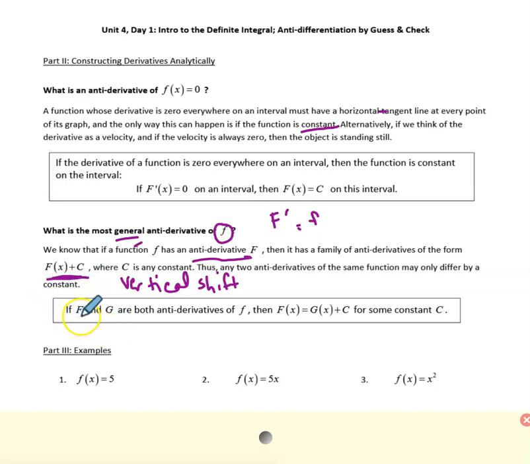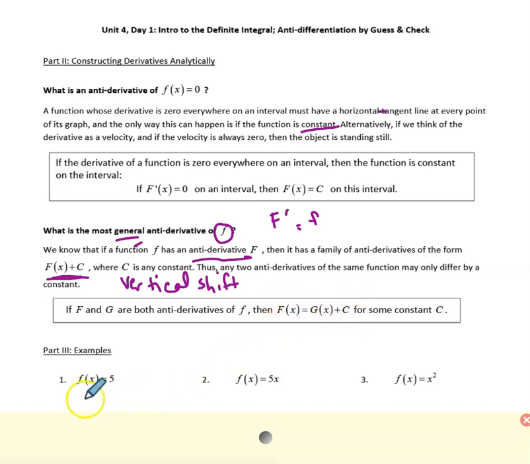So this is saying if big F and big G are both antiderivatives of f, then they must just differ by some constant. That means that G is just some vertical shift from F. So you're just adding a constant to G to equal F.